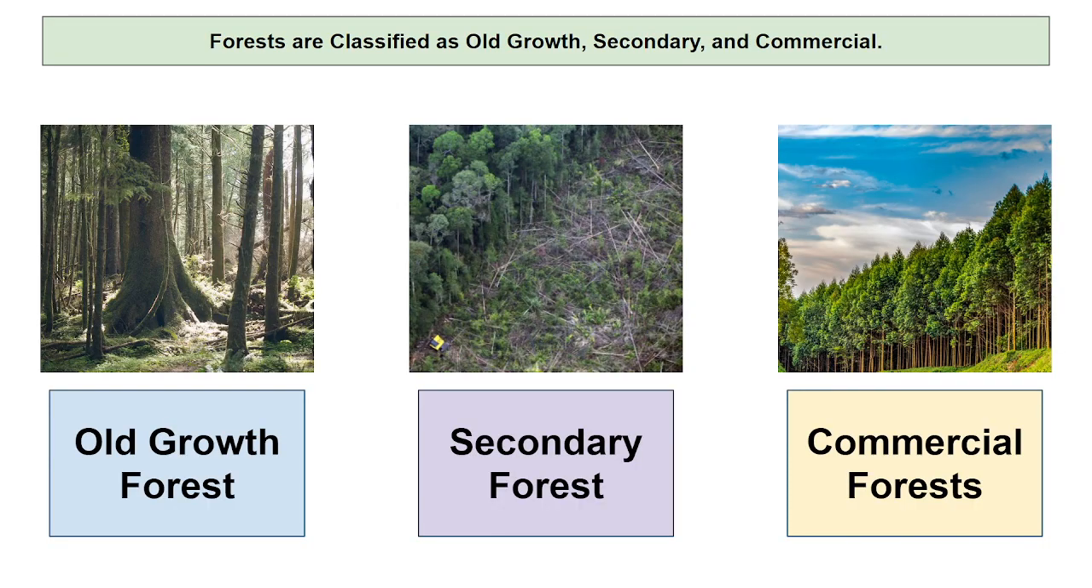Right? Now, when we talk about forests, they are going to be classified into three major types. You have old growth forests. These are forests that have existed undisturbed for a long period of time, high biodiversity, climax community, and all that.